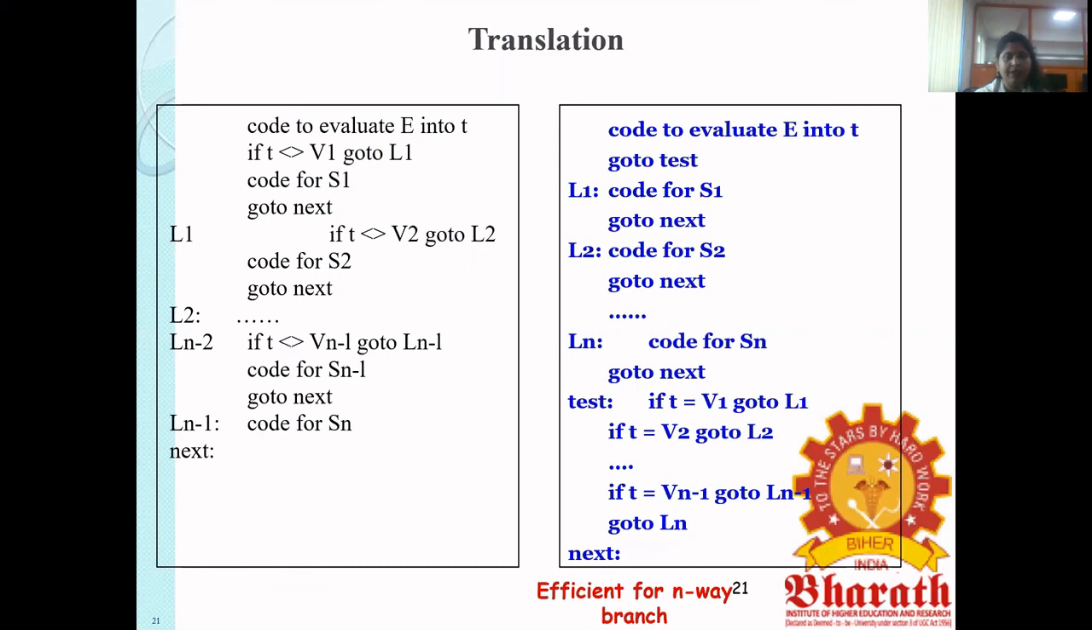Go to evaluate E into T, go to test. L1 is code for S1, go to next. Code for S2, go to next. And code for Sn, go to next. If T is equal to V1, go to L1. If T is equal to V2, go to L2. If T is equal to Vn minus 1, go to Ln minus 1. Then go to Ln and then next.